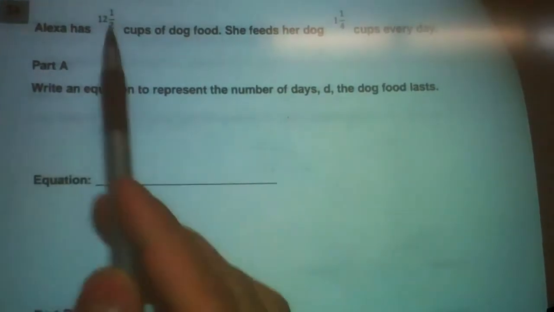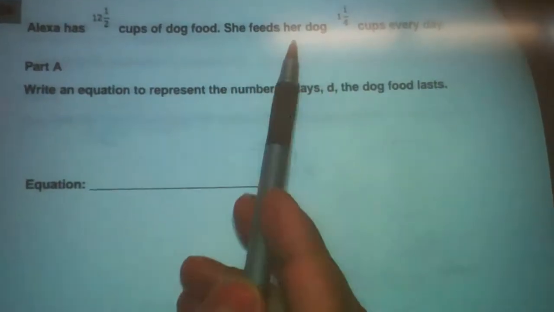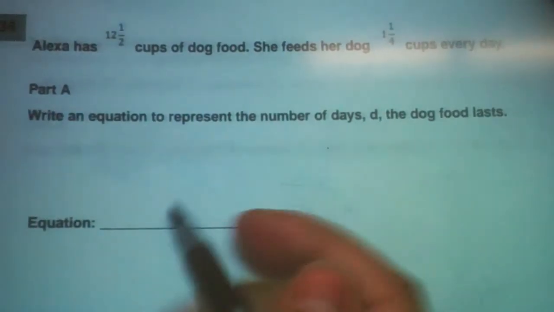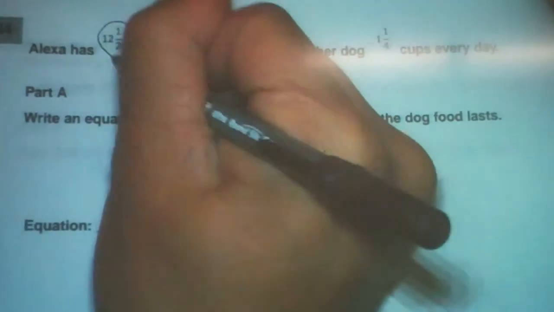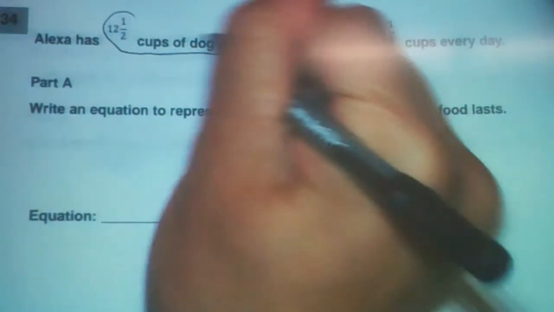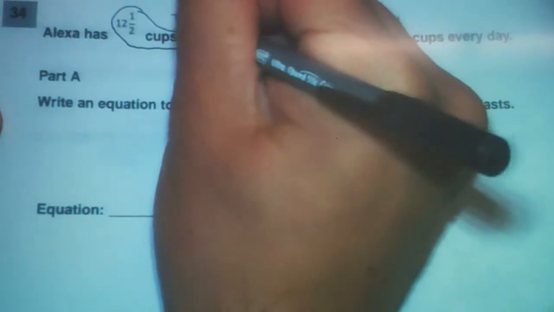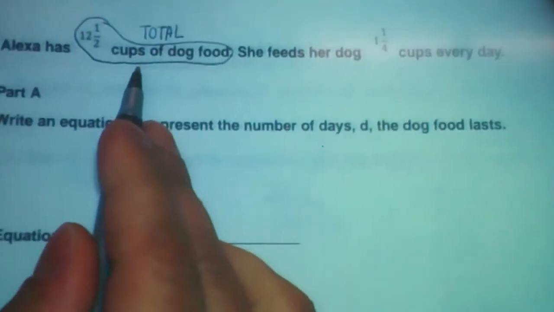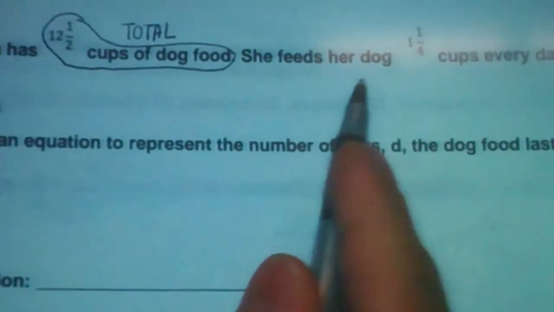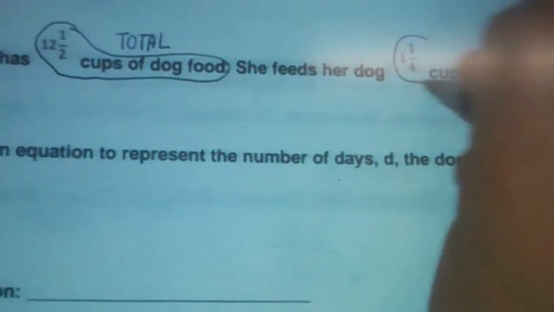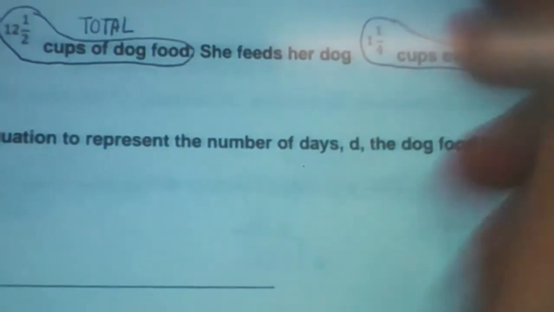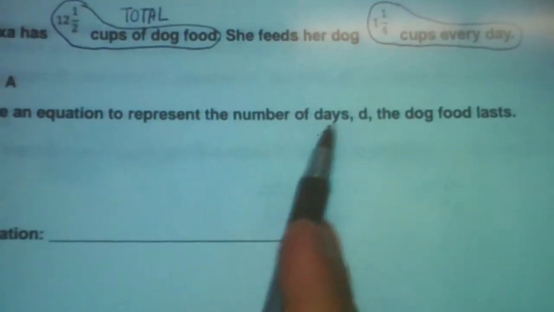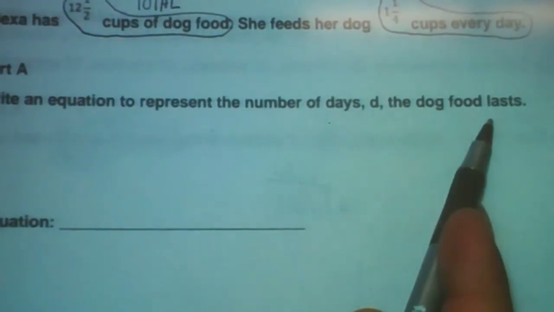Alexa has 12 and a half cups of dog food. She feeds her dog 1 1/4 cups every day. Okay, so I see she has 12 and a half cups of dog food. I notice that that is the total amount of dog food that she has. And she feeds her dog 1 1/4 cups every day. Write an equation to represent the number of days D the dog food lasts.